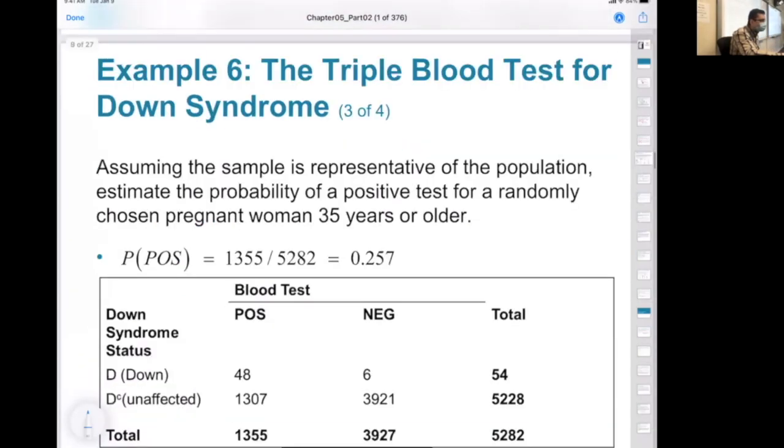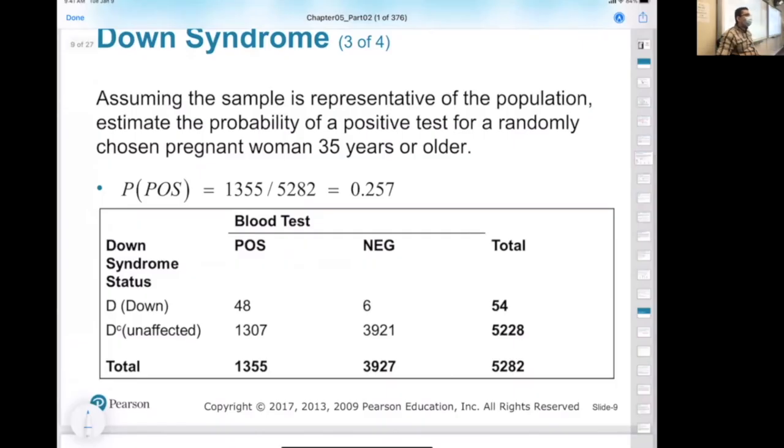Okay, now the question is, assuming the sample is representative of the population, estimate the probability of the positive test for a randomly chosen pregnant woman 35 years or older. So we need to find what? The probability of a positive test for a randomly chosen pregnant woman 35 years or older. And this, of course, regardless if she has Down syndrome or not.